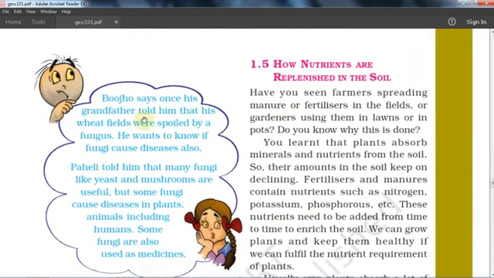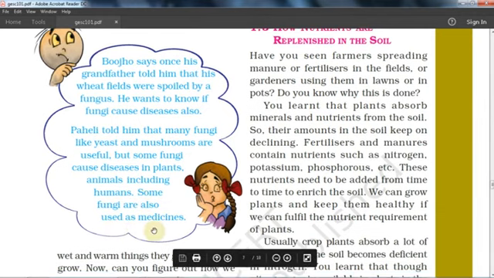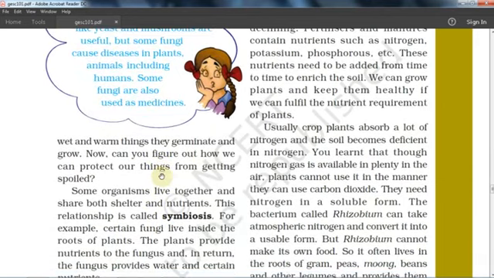Bujo says once his grandfather told him that his wheat fields were spoiled by a fungus. He wants to know if fungi also cause diseases. The answer is yes, they also cause diseases. In higher classes, you will be studying about it. Paheli told him that many fungi like yeast and mushrooms are useful, but some fungi cause diseases in plants, animals, including humans. Some fungi are also used as medicine. So they spread diseases, but they can also be used as medicine.